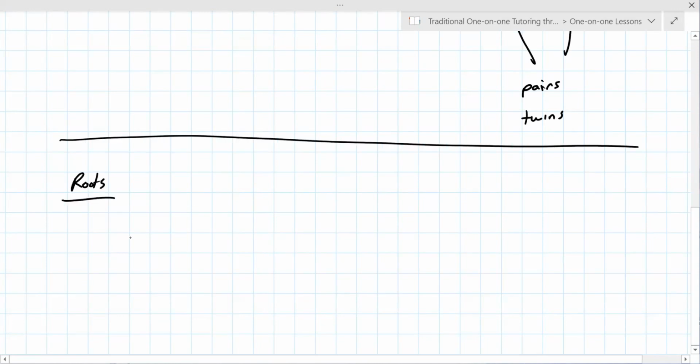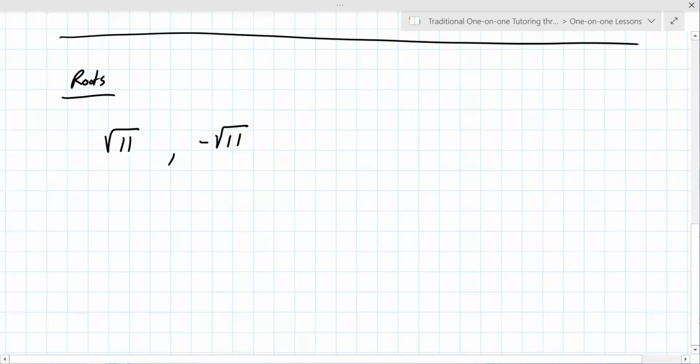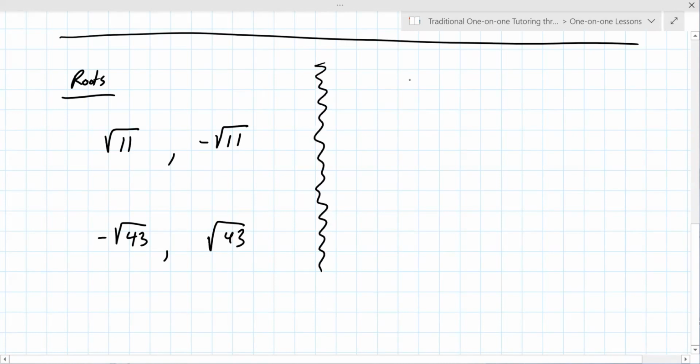If I tell you that the square root of 11 is a solution, what also must be a solution? Negative square root of 11. And if I tell you that negative square root of 43 is a solution, what must also be a solution? Positive square root of 43. Exactly. So it works similarly with complex solutions.